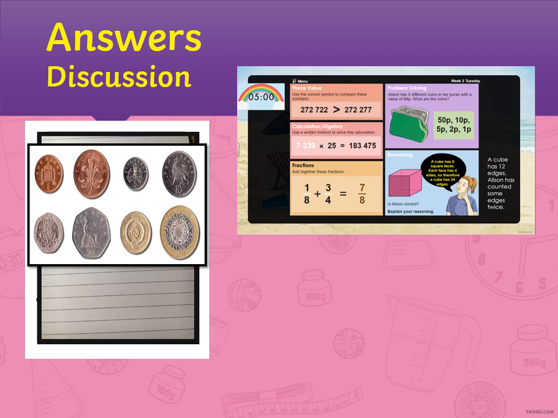Problem solving. Alison has 5 different coins in her purse with a value of 68 pence. What are the coins? You can see on the screen I've shown you all of the coins that we use here in England. So we know that she has 5 different coins, so there are no coins in her purse that she has the same of. We need to bear that in mind.